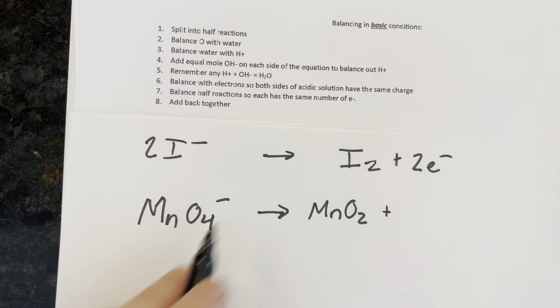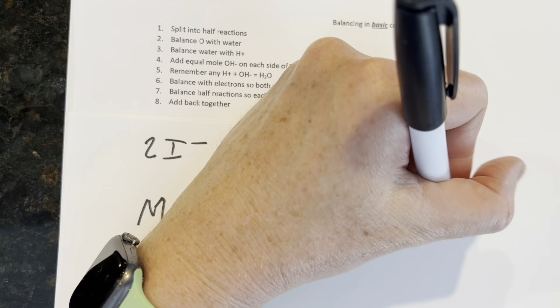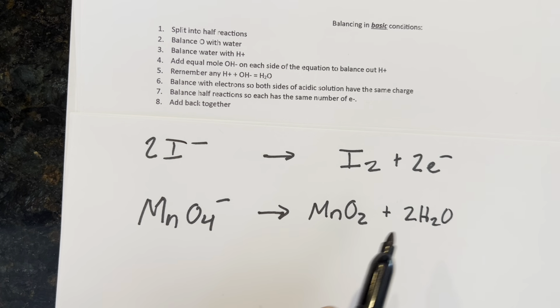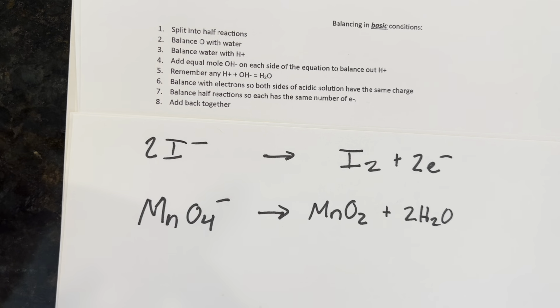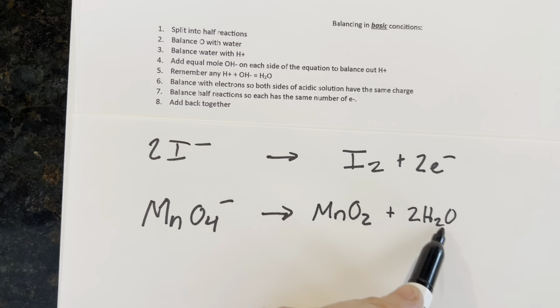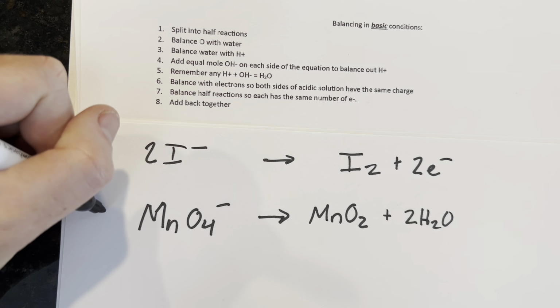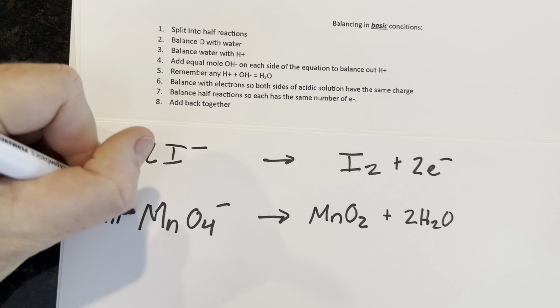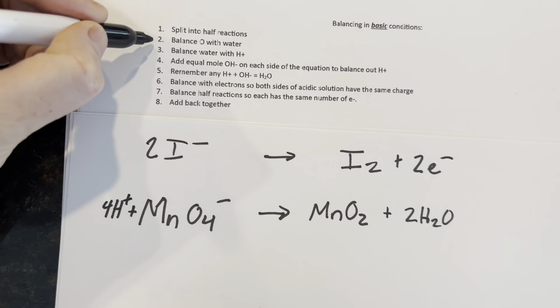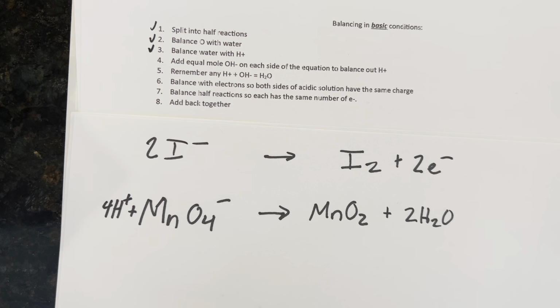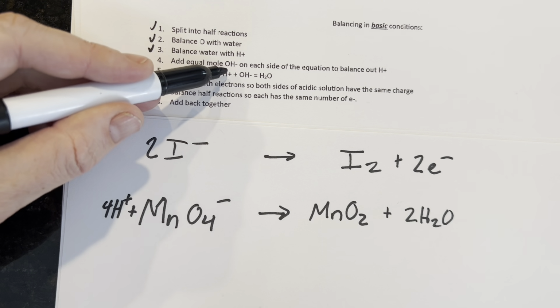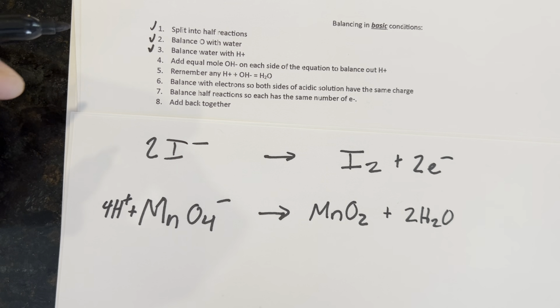Balance oxygen with water. All right, so just like in our last one, this has 2, and this has 4, so we need to add 2 waters over here. So now we have a total of 4 oxygens on this side and 4 oxygens on that side. Now we can balance with H+. Because we've added a total of 4 hydrogens, over here we also want to add 4 H+. So check, check, check. Add equal moles of OH- to each side of the equation to balance out the H+.